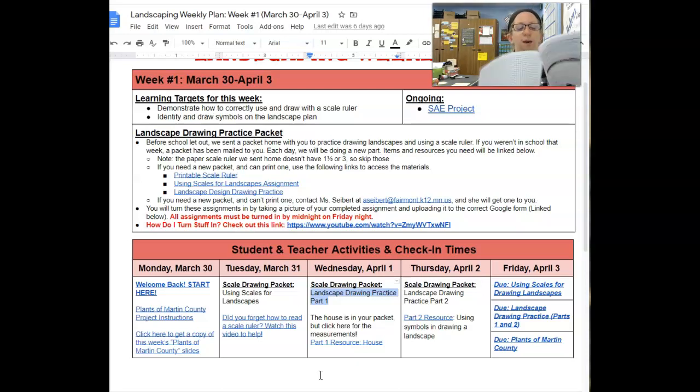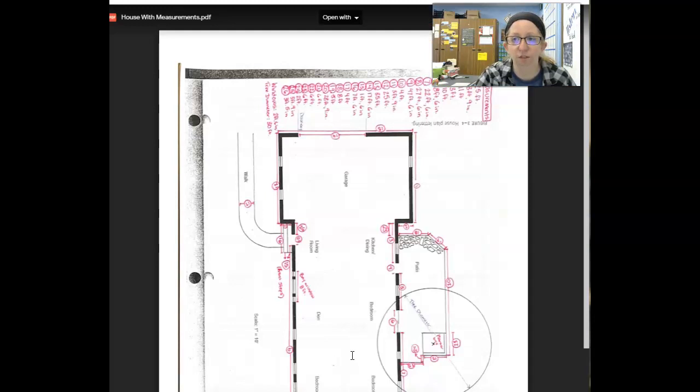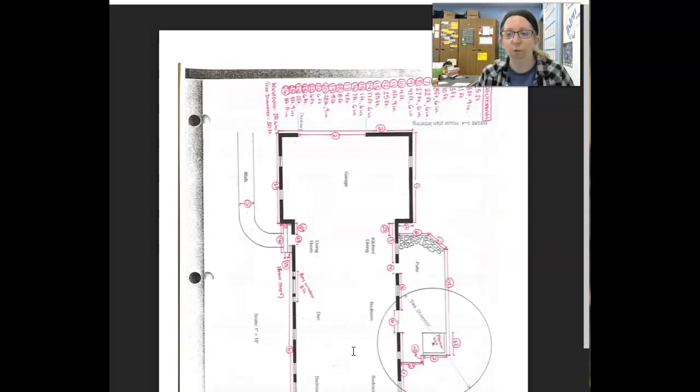It looks like this. But instead of having you measure every single side, and then multiply and do all that stuff, I did that math for you. So if you click part one resource, house with measurement, it's going to pull up this sheet. Okay. What I want you to do, using the 1/8 scale on your scale ruler, is redraw this house using a scale ruler, okay?